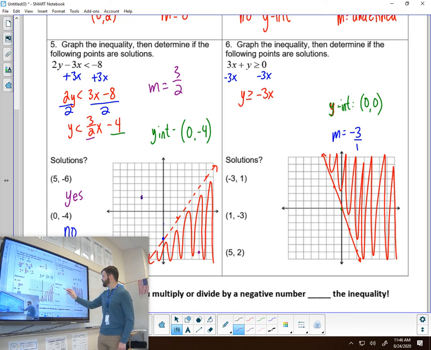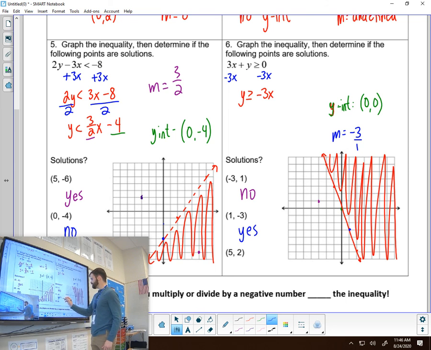First, -3, 1. Let's count out. 1, 2, 3, up 1. That is an easy no. Next, 1, -3. Over 1, down 1, 2, 3. Well, that one is on the line. Does the line count for this? Yes, because it is equal, because it is a solid line. So this one's going to be yes.